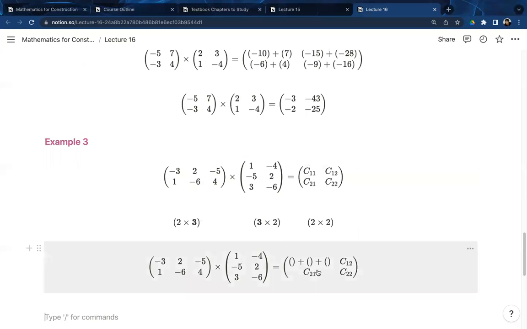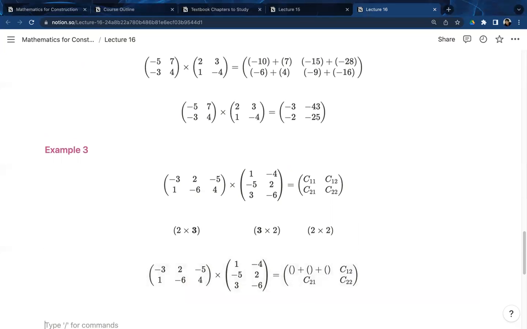So what to do? Finish this out. Take your time and multiply this out and tell me what answer you get. And then for practice, we could try other questions, right? But do this one first. This is example 3. Tell me what you get.